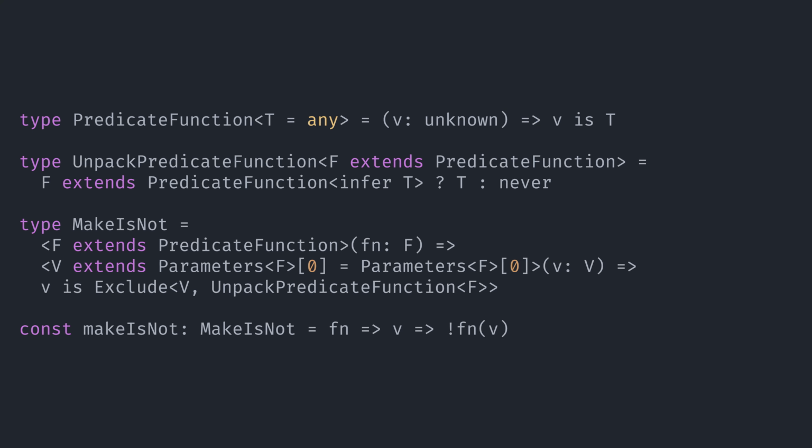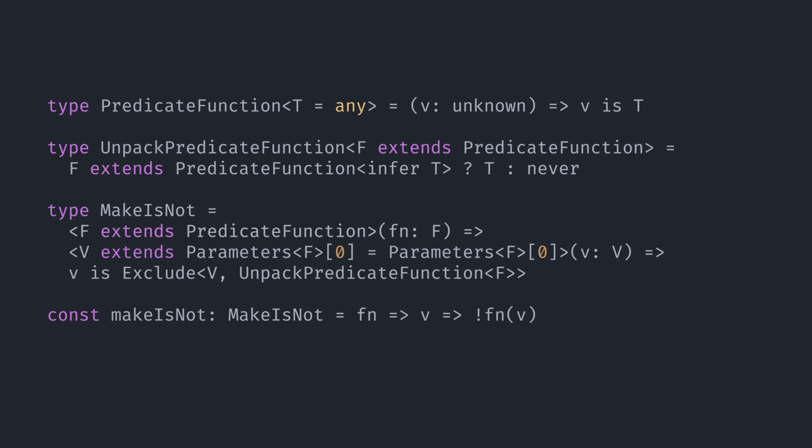I have another personal convention, which is to use the prefix unpack when I am creating a type that infers something. So I'll call it UnpackPredicateFunction. Back to the signature. Okay, it's still not simple, but it is simpler. Let's try to analyze the signature now. First, we receive an argument, a predicate function called fn. Then we return a new function. This new function receives an argument called v, which has the same type of the first parameter of fn, and that returns a type predicate saying that v is not of the type guarded by our fn function.